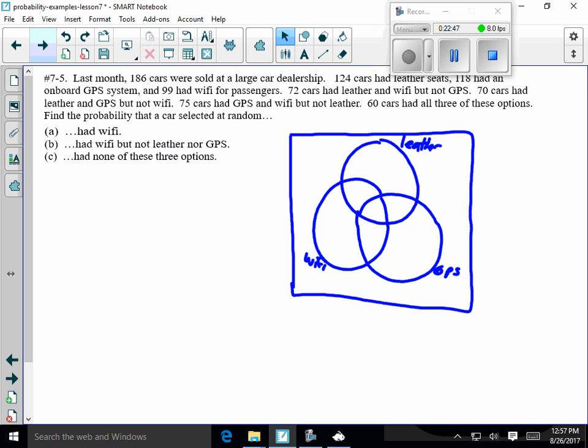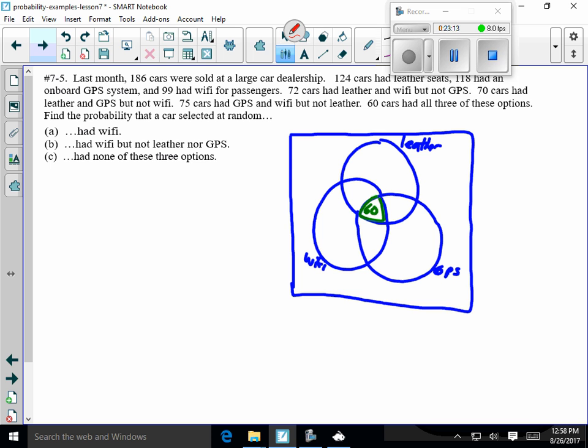Okay, so when we fill this out, we're going to fill it out starting from the inside out. The first thing is the most specific, this section in the middle that has all 3. It said that 60 cars have all 3, so we'll fill that in first. There are 60 cars. I'm using counts this time instead of probabilities.